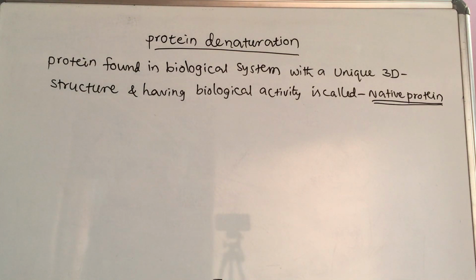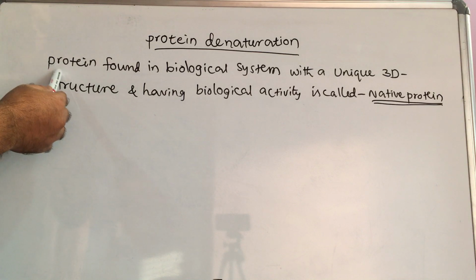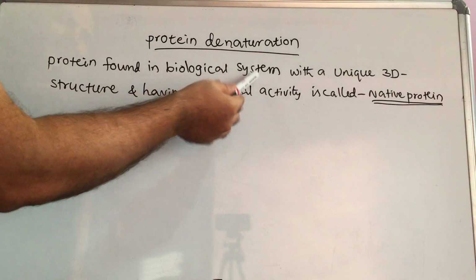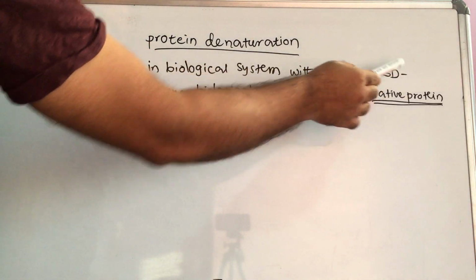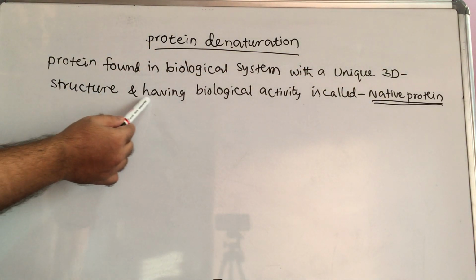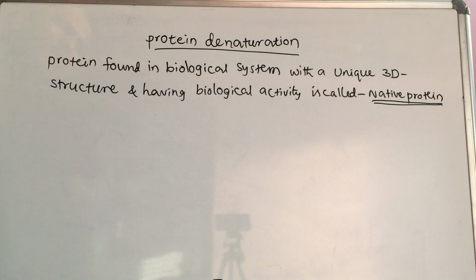Today I am discussing protein denaturation. First we should know what an active protein or native protein is. Native protein means the protein formed in a biological system with a unique three-dimensional structure and having biological activity.